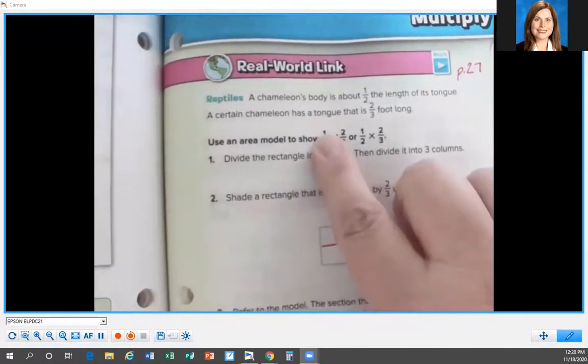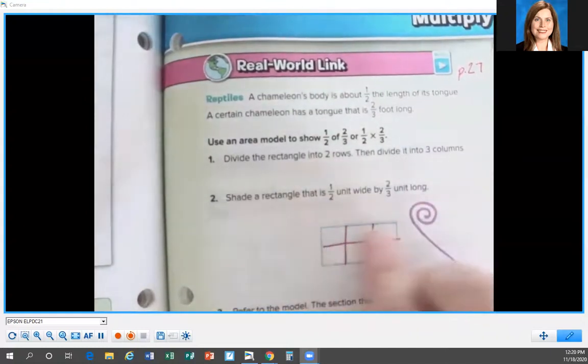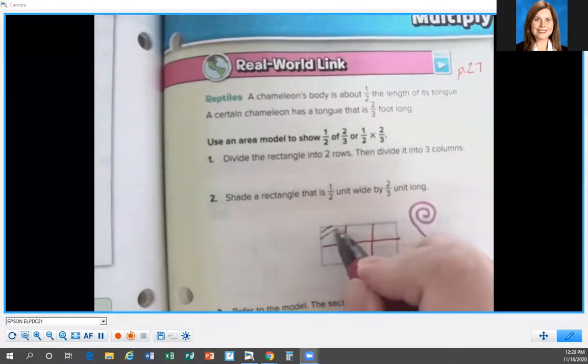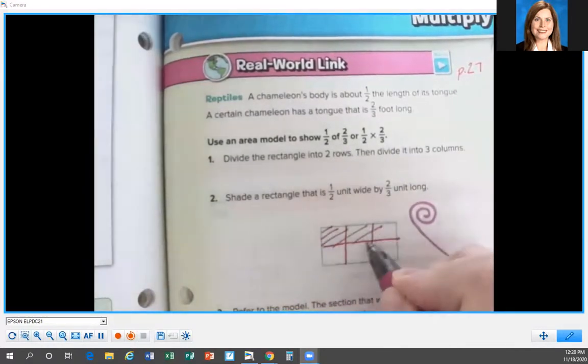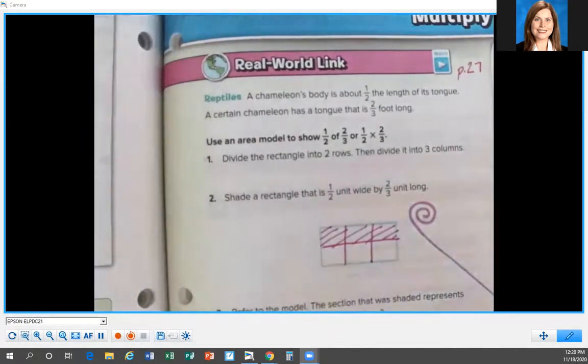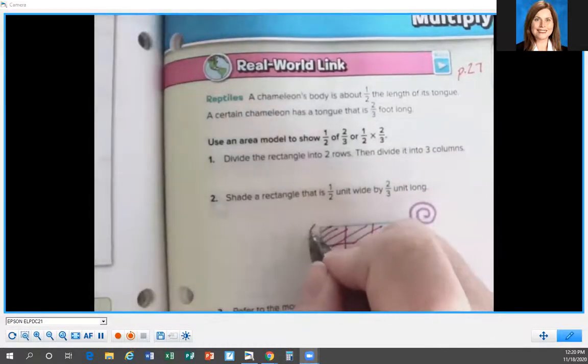And then if I want 1/2, I'm going to go ahead and shade the 1/2. It doesn't matter. I can do the top 1/2 or the bottom half. I'll just choose the top. And I'm going to shade that with diagonal lines that go bottom left to top right. So that's the 1/2. Okay. So I shaded 1/2.